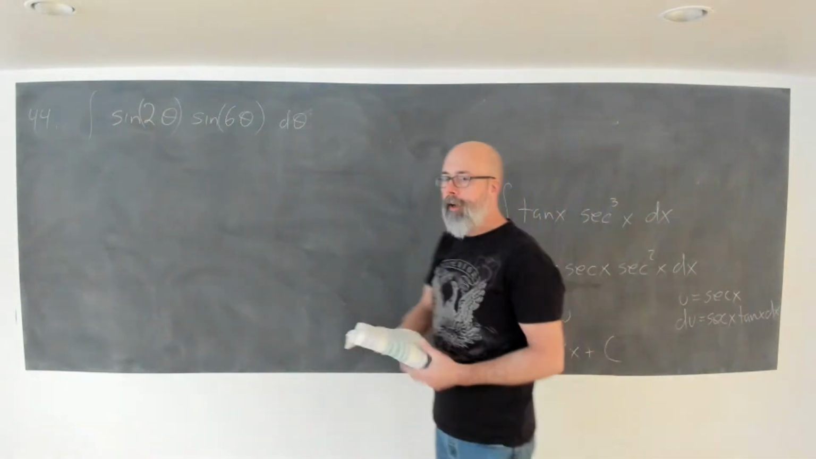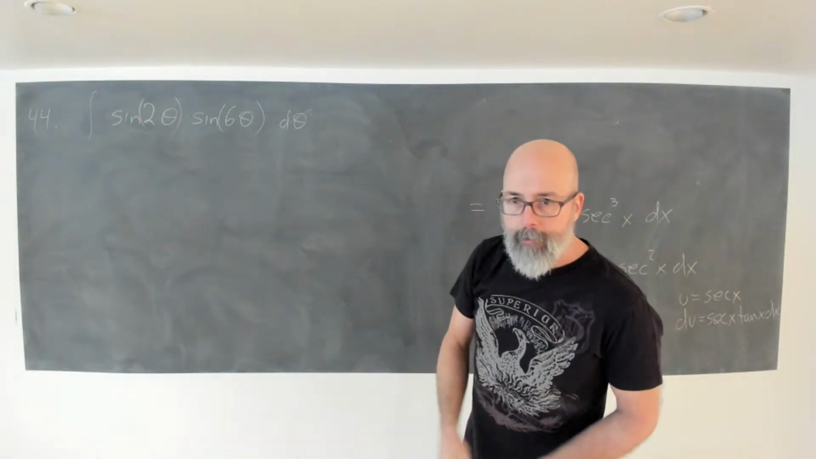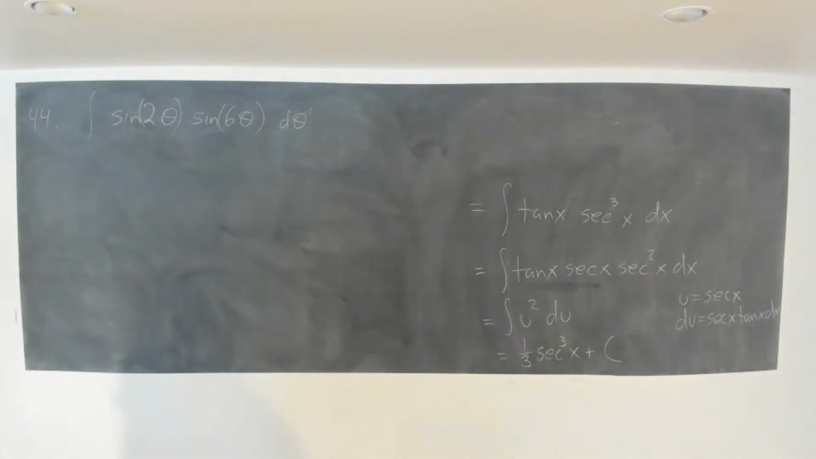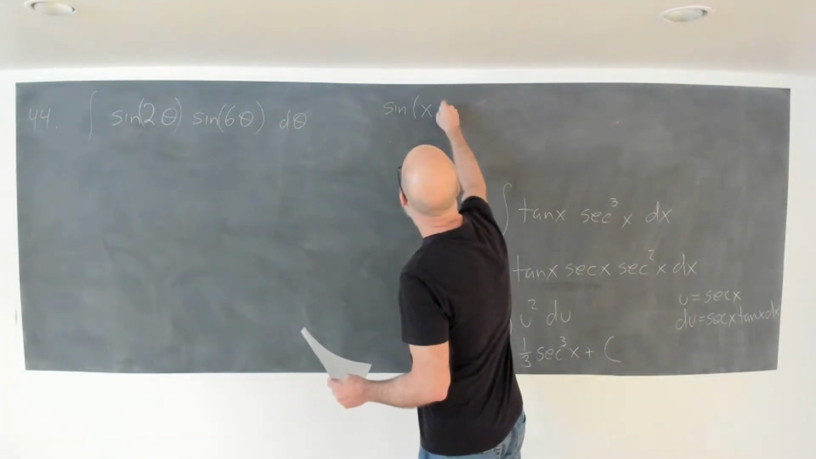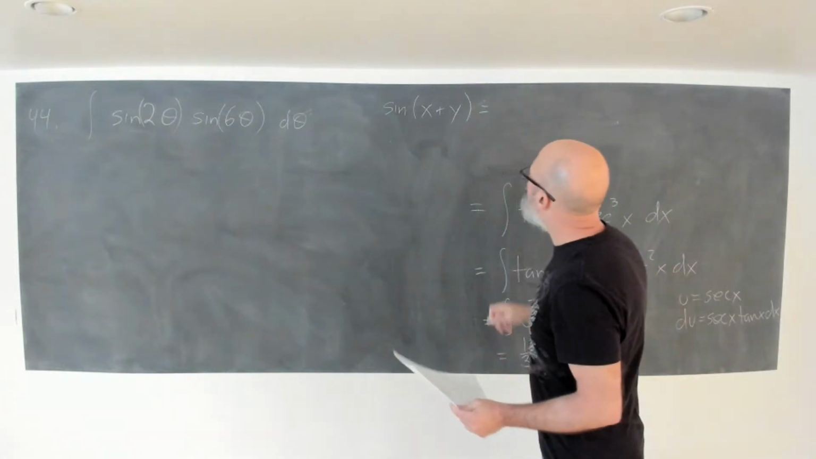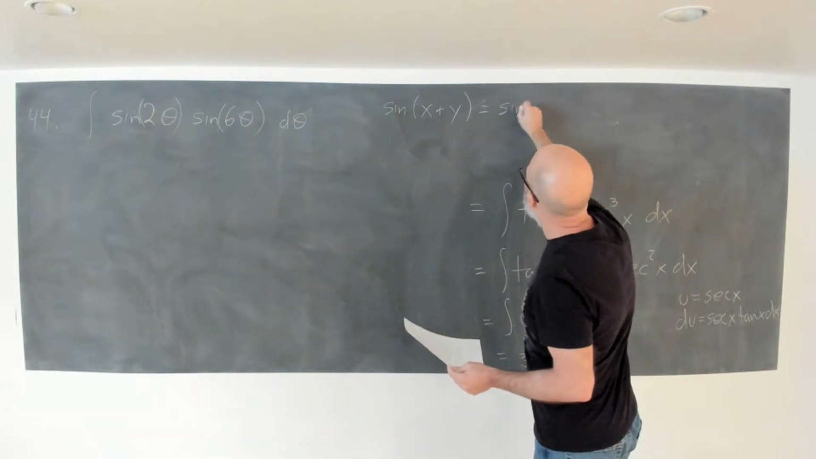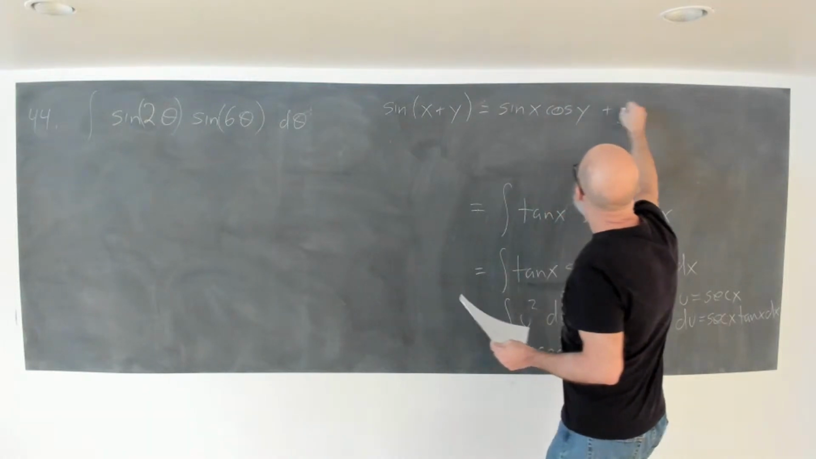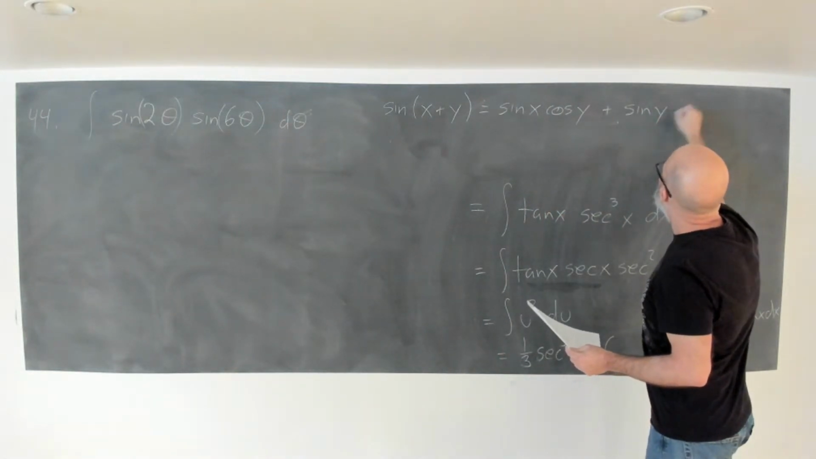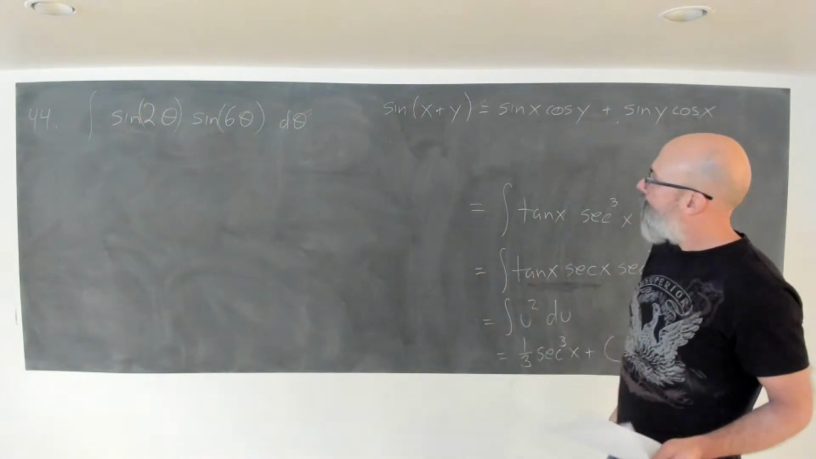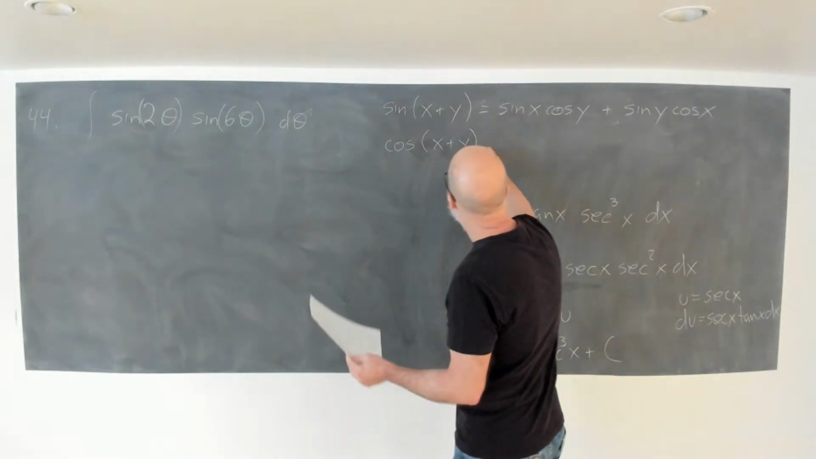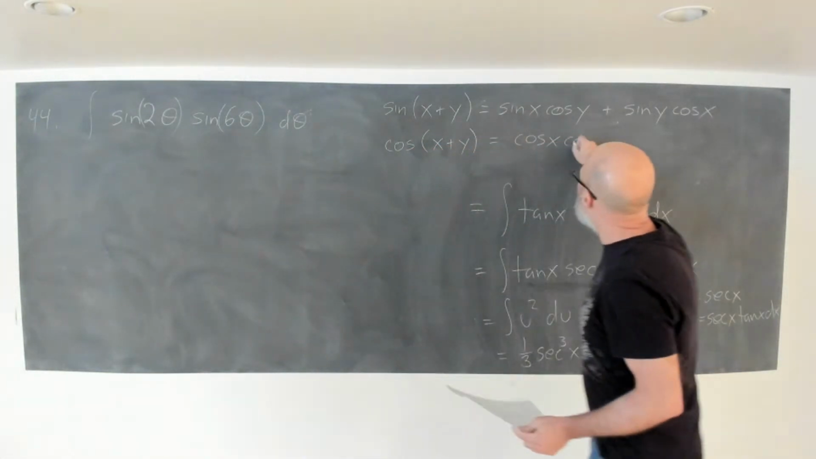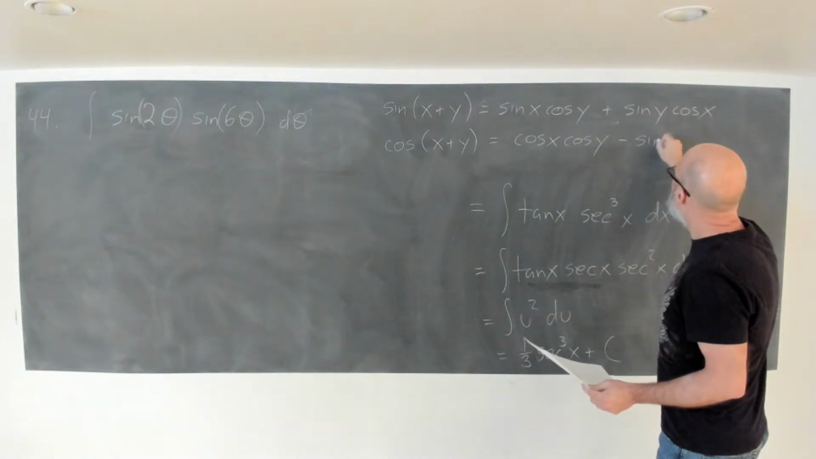We actually have sum and difference identities for sine and cosine. Sum and difference identities that you know very well, or at least that you have seen before. Sine of x plus y is sine x cos y plus sine y cos x. Similarly, cos of x plus y is cos x cos y minus sine x sine y.